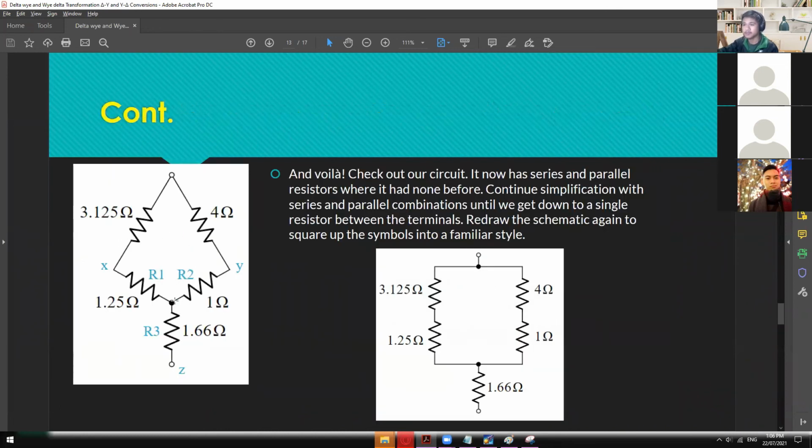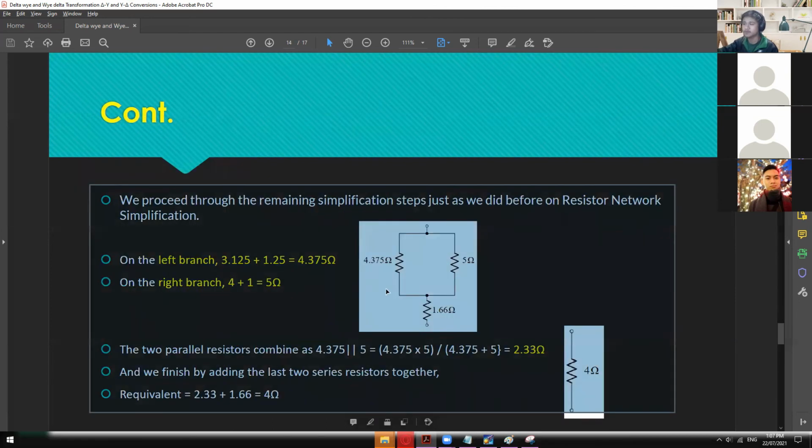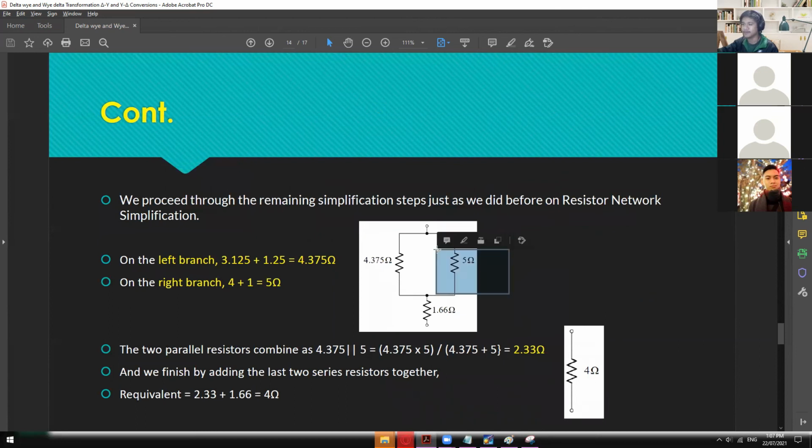After having that one, you will now have this Y configuration on the bottom. Of course, R1 is 1.25, and then R2 is 1 ohm, and then R3 is 1.66. And as you can see right here, they are now in series connection: this 4 ohms plus 1 ohm, and this 3.125 plus this 1.25 right here. So you can make this one into something like this, just to say that they are now in series. After combining those two, you will have these values: 4.375 and 5 ohms right here.